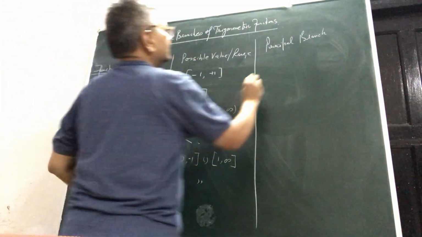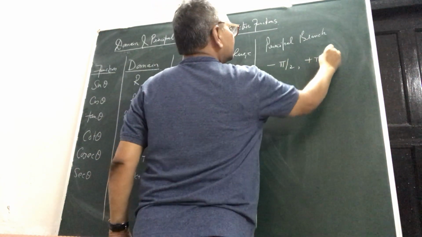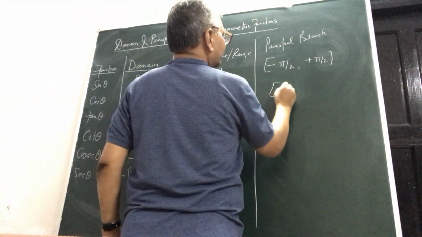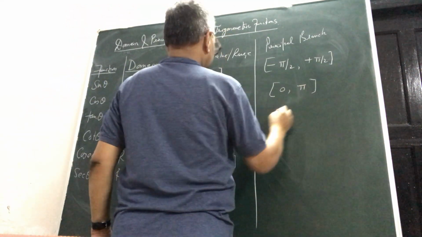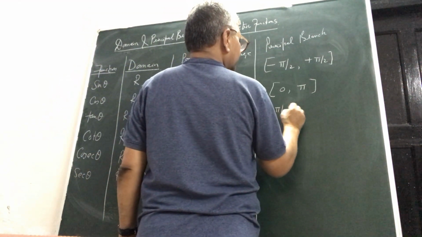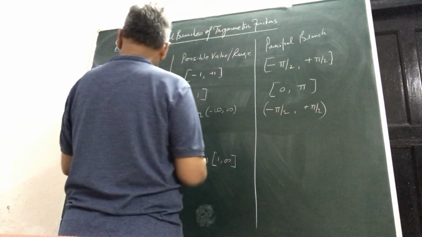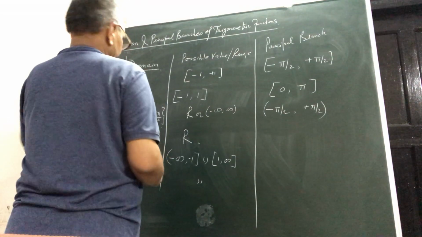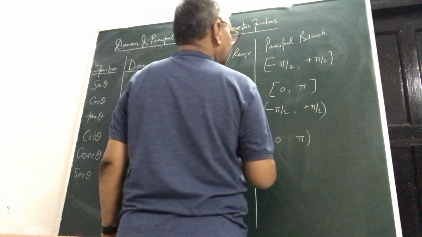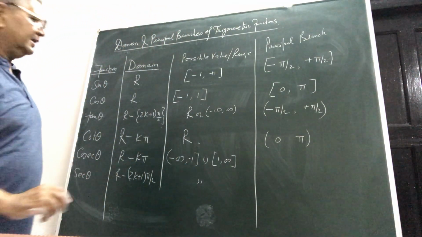Now, principal branch of sine theta is what? The closed interval minus pi by 2 to plus pi by 2. This should be very well remembered by all of you. For cos theta, it will be the closed interval 0 to pi. What is it for tangent theta? It is minus pi by 2 to plus pi by 2, open on both sides. For cot theta, it is 0 to pi.